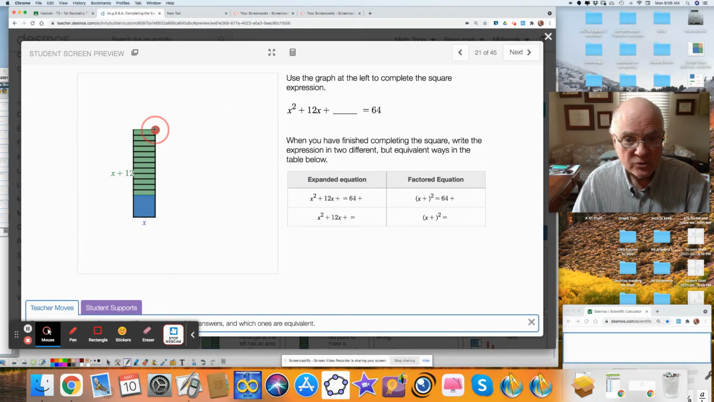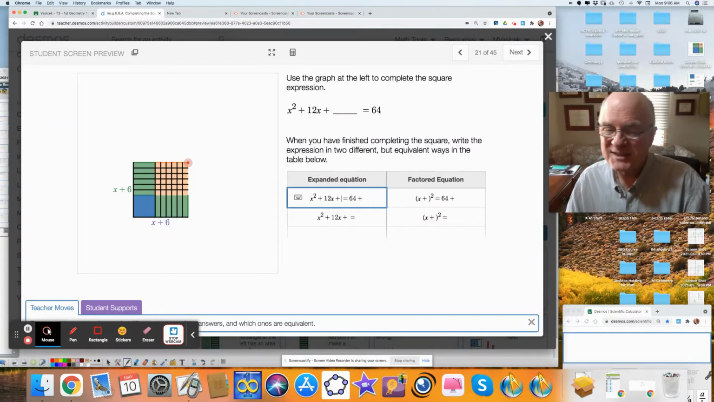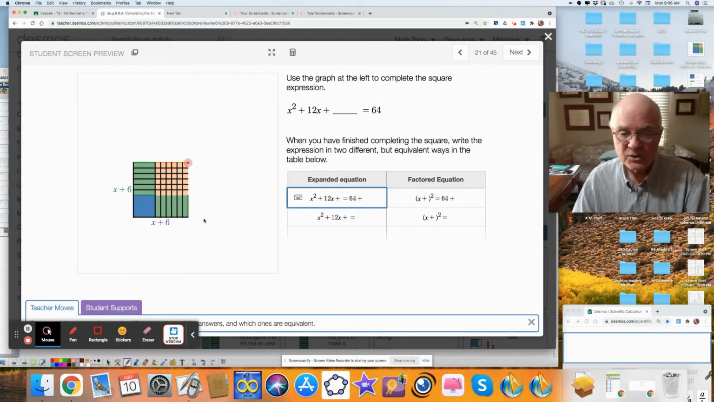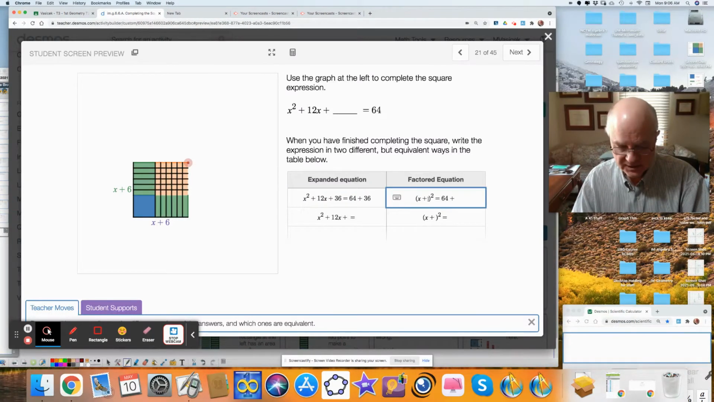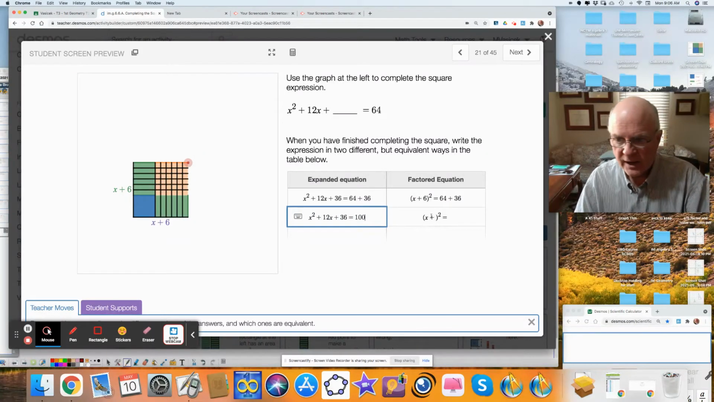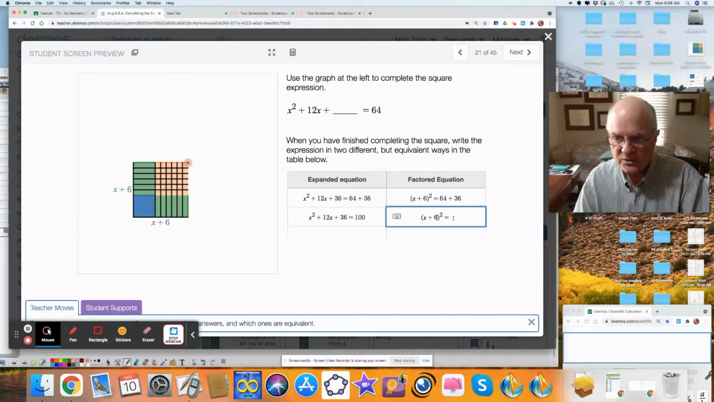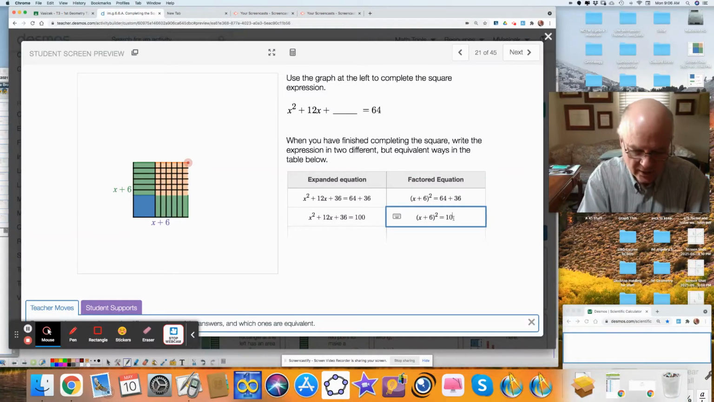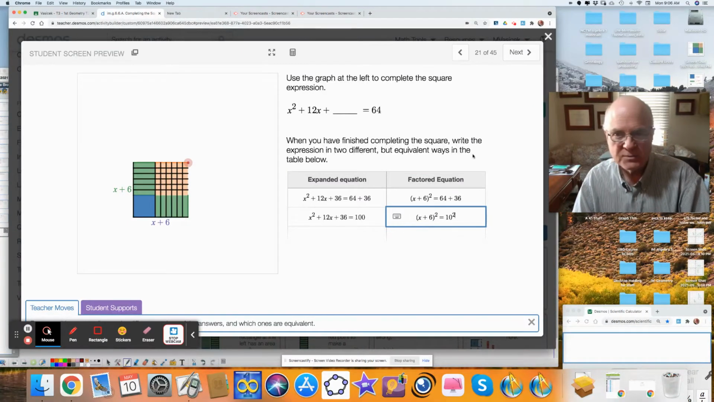To make this x plus 12, I need to have 6 on both sides to make it a square. And if it's equal to 64, then I have to change both sides of the equation. So what am I adding to this? Well, 6 times 6 is 36, and this would be 64 plus 36. If I do this, it's equal to 100. Then I have x plus 6 squared equals 10 squared. And you'll see why this is important later.